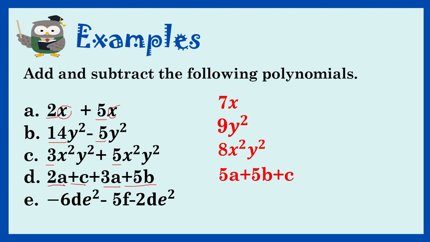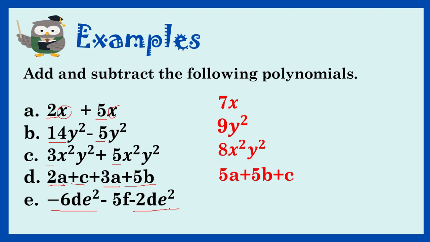For letter A, negative 6d squared minus 5f minus 2d squared. So, ano yung like terms lang dyan? Tingnan mo yung mga like terms muna. Yung una is negative. Tandaan mo. Be careful din doon sa sign kung negative ba siya or positive. So, negative 6d squared and negative 2d squared.